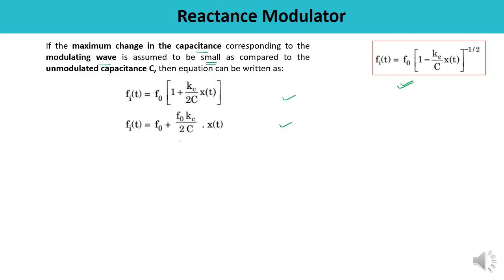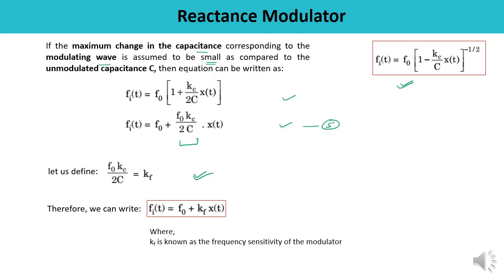If we define this term as Kf, Kf is the frequency sensitivity of the modulator. Then this equation, let us say equation number 5, can be written as f i of t equals f0 plus Kf times x of t. Kf is the frequency sensitivity of the modulator, and this is the required equation. This is how you can explain how the FM signal can be generated.